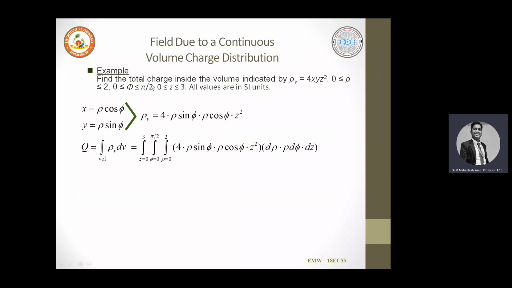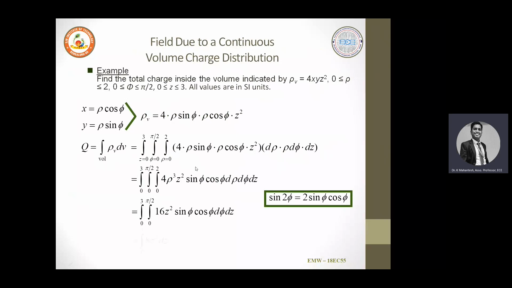Since the coordinate axes were given as rho, phi, z, I have assumed dv in the cylindrical coordinate system. Now solving this integral, you will get the total charge is equal to 72 coulombs.